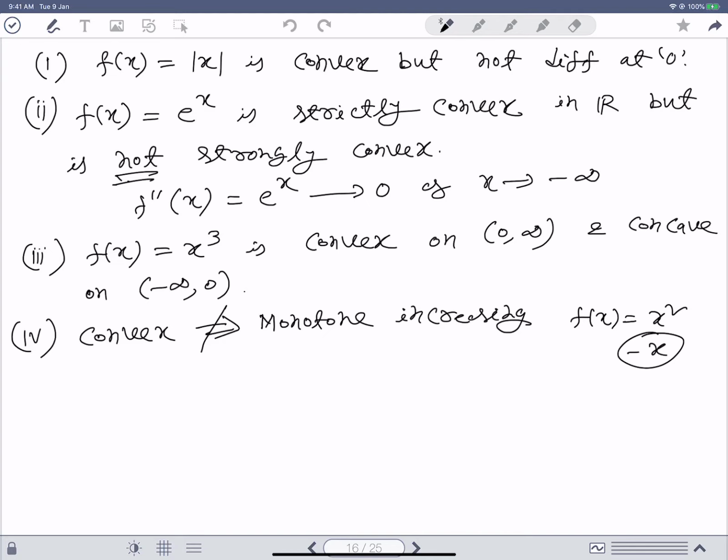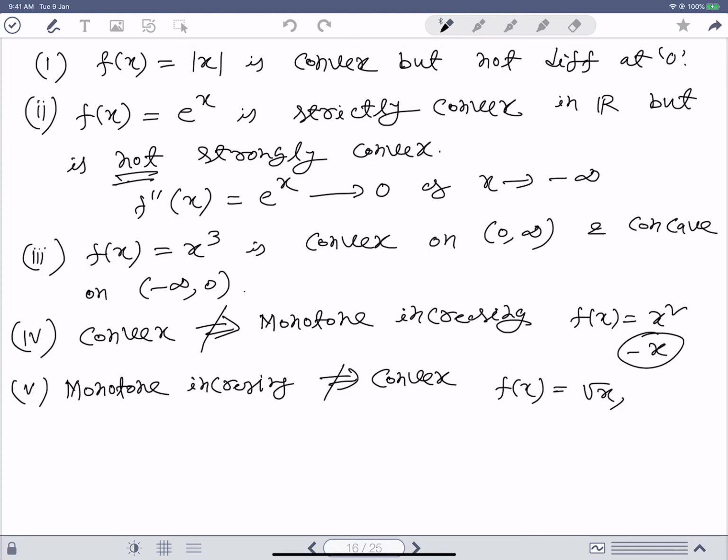And similarly, monotone increasing does not imply convex. For an example, you can take f(x) equal to root x or log x on the interval 0 to infinity. On the 0 to infinity interval you can define root x and log x. They are not convex functions, but they are monotone increasing.